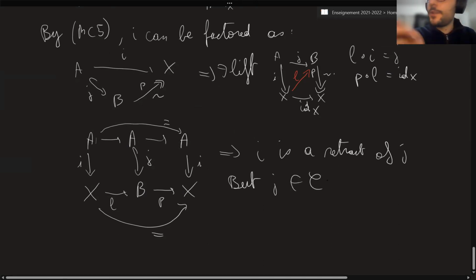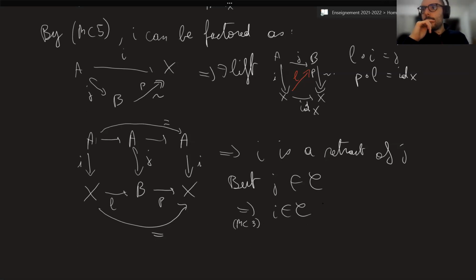But J is a cofibration. Therefore, by MC3, I is a cofibration. Okay. So this is really a typical example of a proof in a model category. Okay. Are there any questions on the proof?